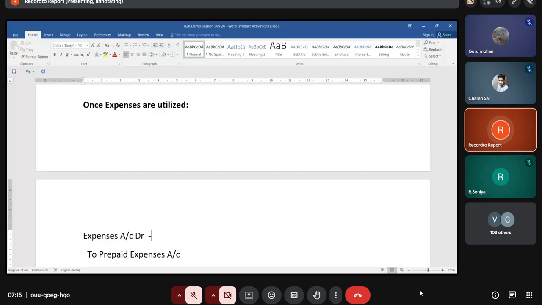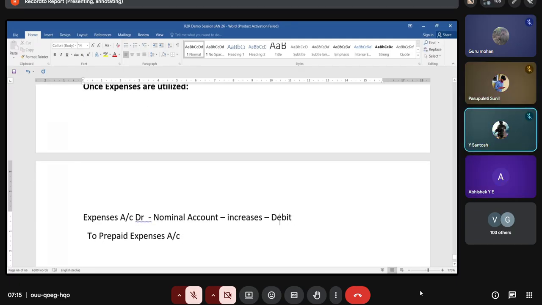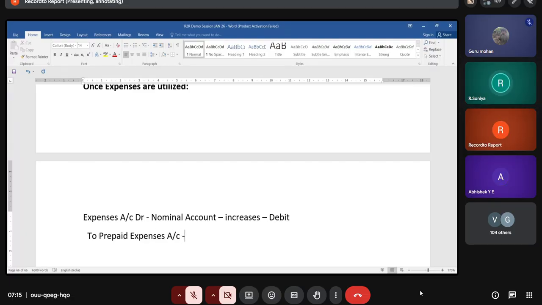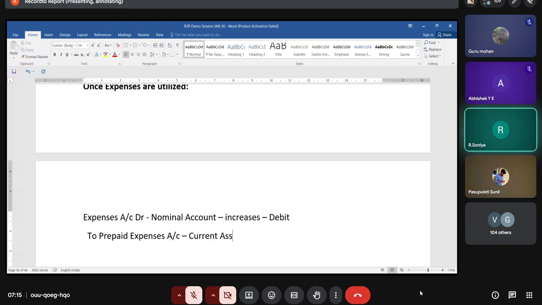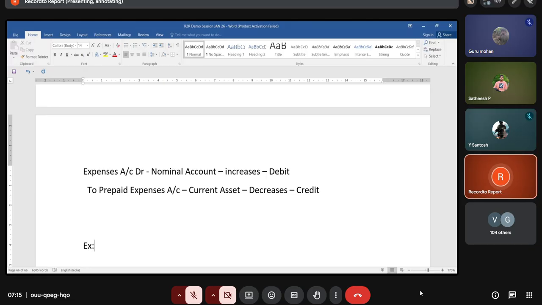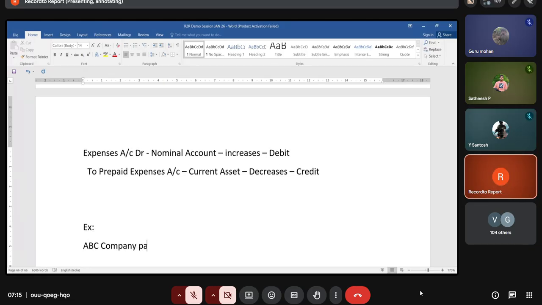Here, expenses is which type of account? Nominal account. When the expenses increase, we need to debit. Prepaid expenses is which type of account? Current asset. When the asset value decreases, we need to credit.